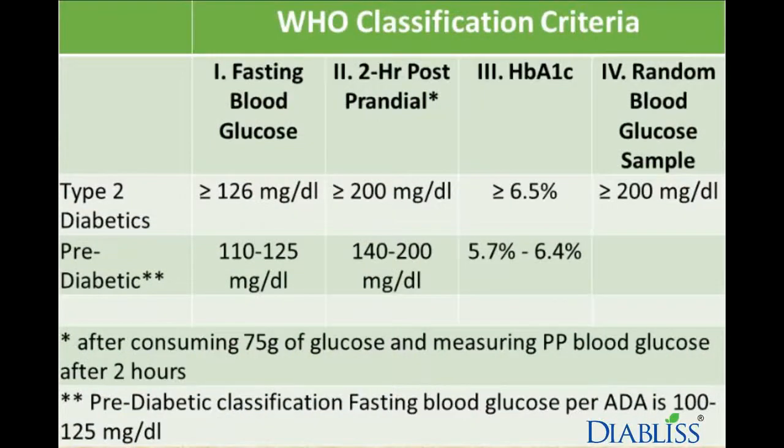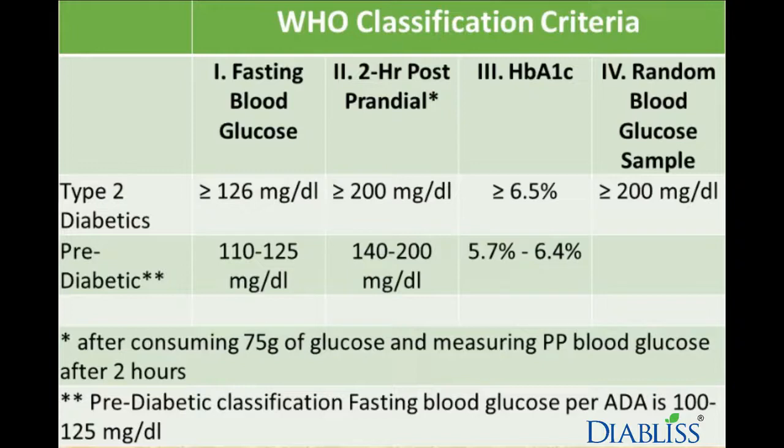The classification of diabetes by WHO and the American Diabetes Association are shown in this slide. There are 4 criteria for classifying someone as a type 2 diabetic by WHO and ADA. They are as follows, as you can see. A fasting blood glucose level of greater than 125 is classified as diabetic. Postprandial blood glucose, that is glucose after consuming 75 grams of glucose, is over 200 milligrams per deciliter. Glycated hemoglobin or HbA1c is greater than 6.5, or random blood glucose is greater than 200 milligrams per deciliter.